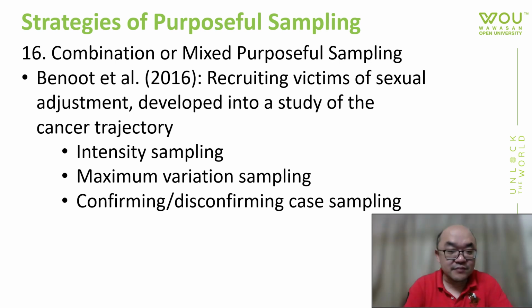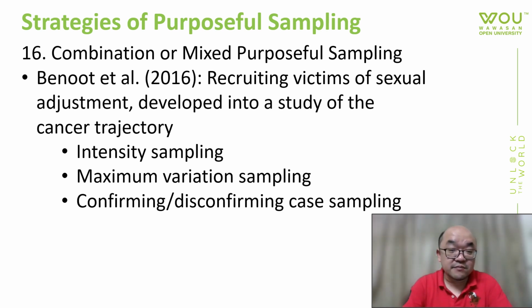Number 16 is simply to mix different strategies, which is fine and even encouraged in many cases. A good example is Banner et al. 2016. Originally they recruited participants who were victims of sexual assault. When they studied and analyzed the initial data, they found that it was linked to cancer trajectory, like how likely someone is to develop cancer in the future. That's why they started off with intensity sampling, looking for representative cases of sexual assault.